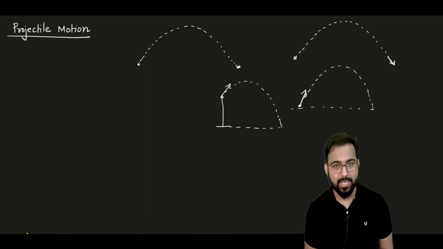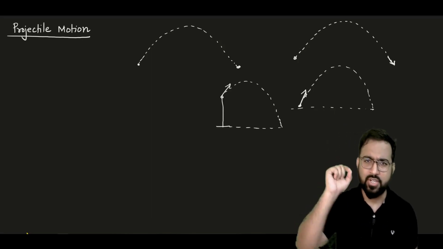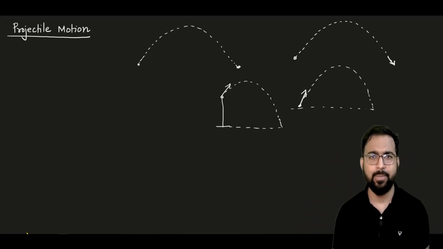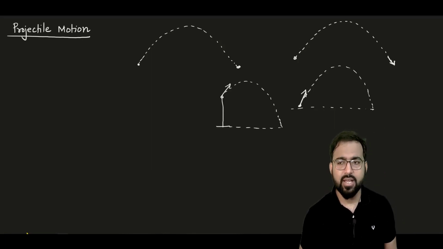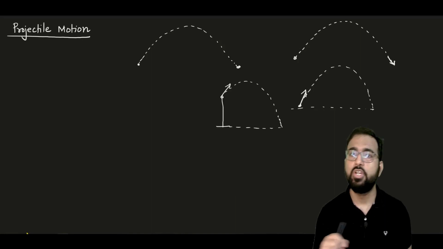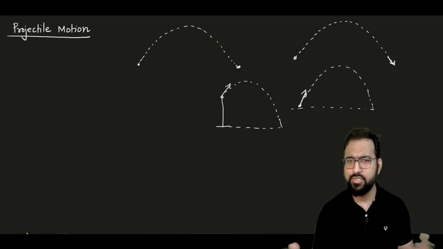All right. So we would be going to the real definition of projectile motion. All right. Projectile motion is a subset of 2D motion. What is 2D motion?